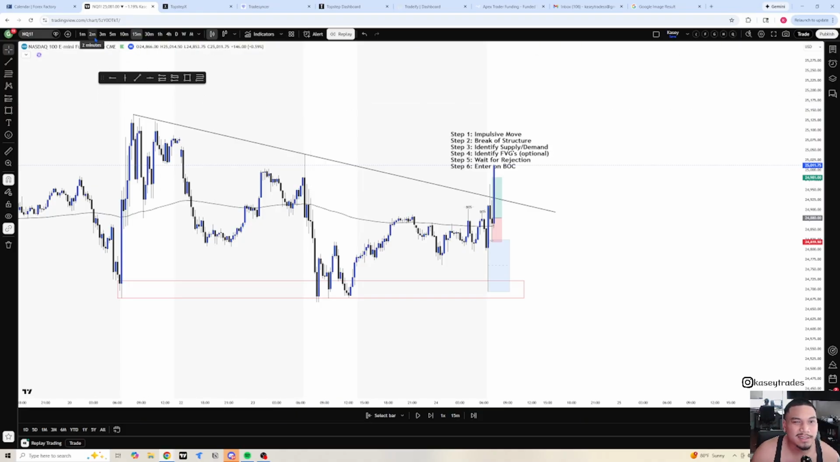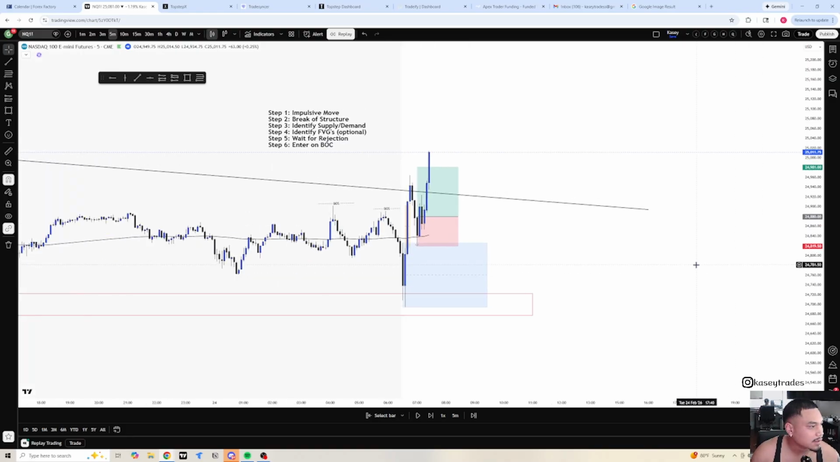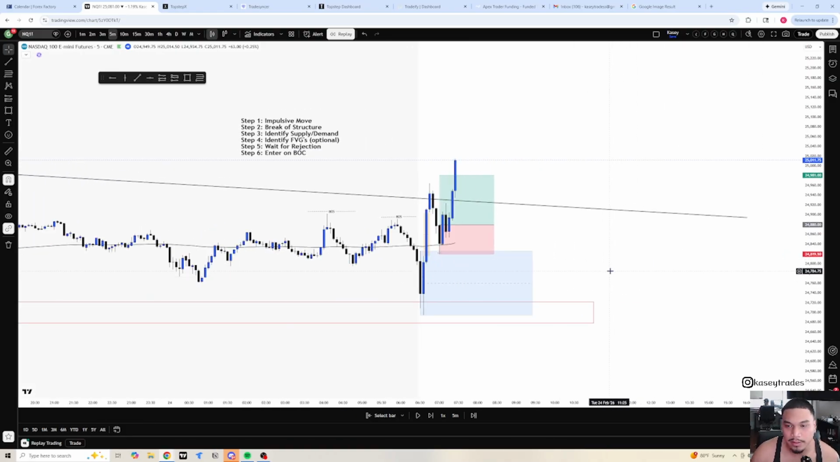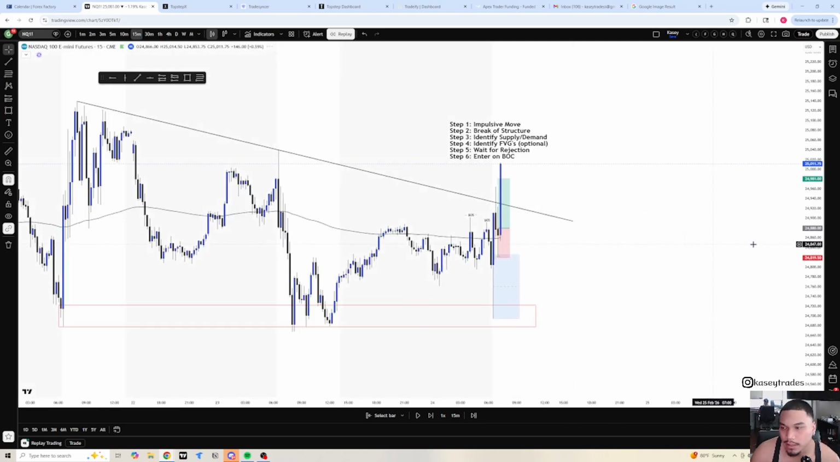The 2-minute is pretty decent, but the 1-minute, you get wicked out and then you have to re-enter and then it hits. I think I just need to adjust and move my stop loss higher or lower depending on if I'm in a buy or a sell. But yeah, this is basically just my top-down analysis.